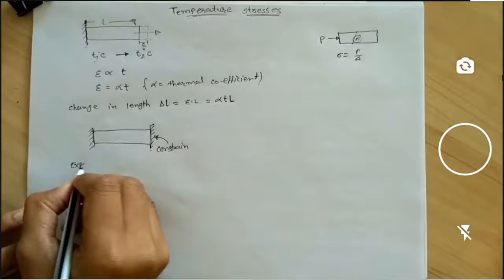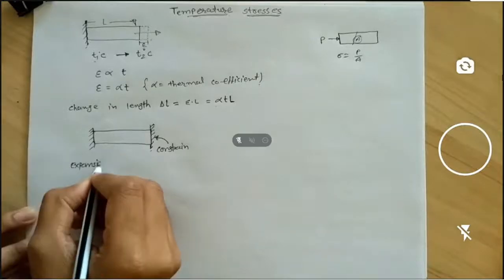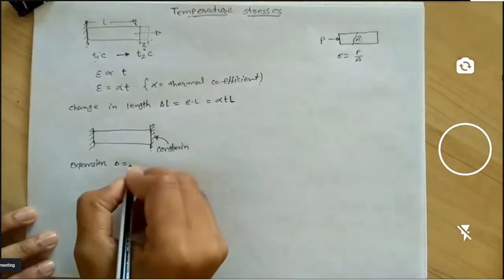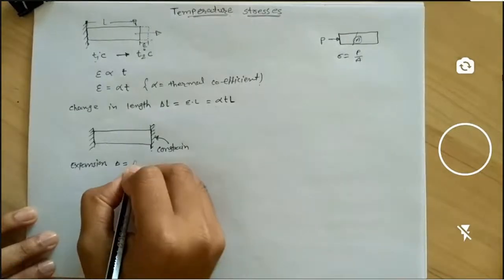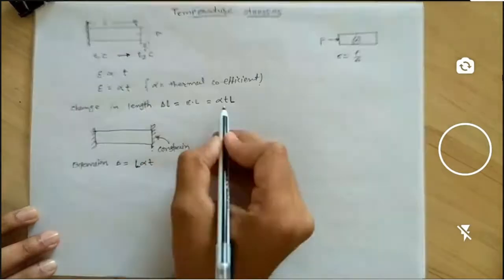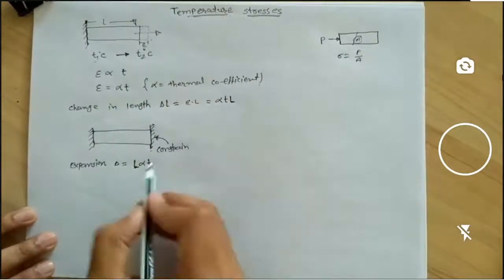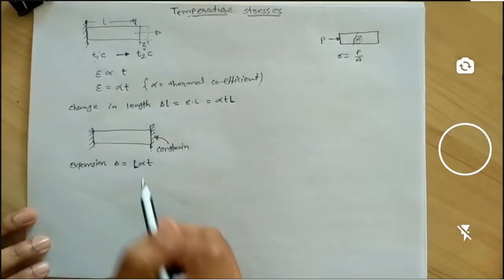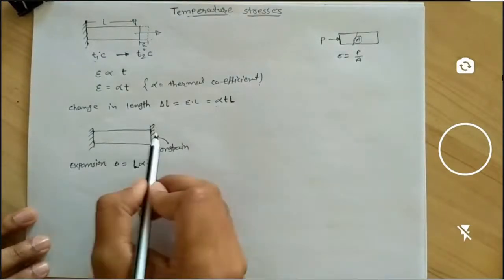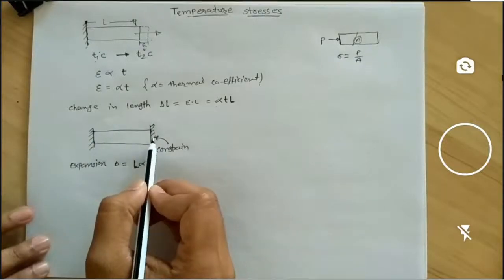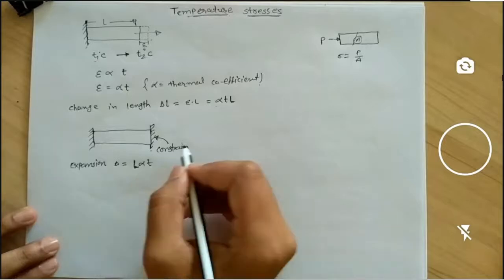Now what happens? If the expansion due to the temperature is L alpha T, the change in length L alpha T according to the temperature variation T, where T is the change in temperature. But here it cannot expand at either end because both ends are fixed. It is constrained.